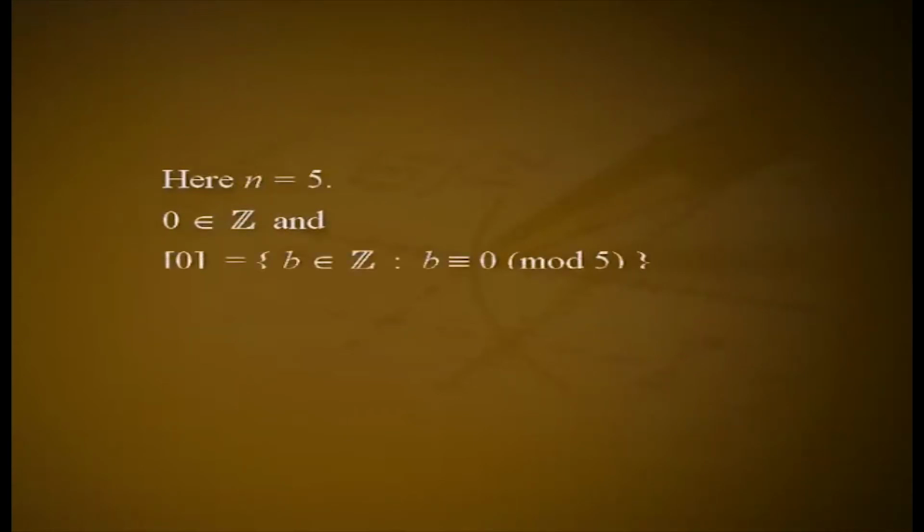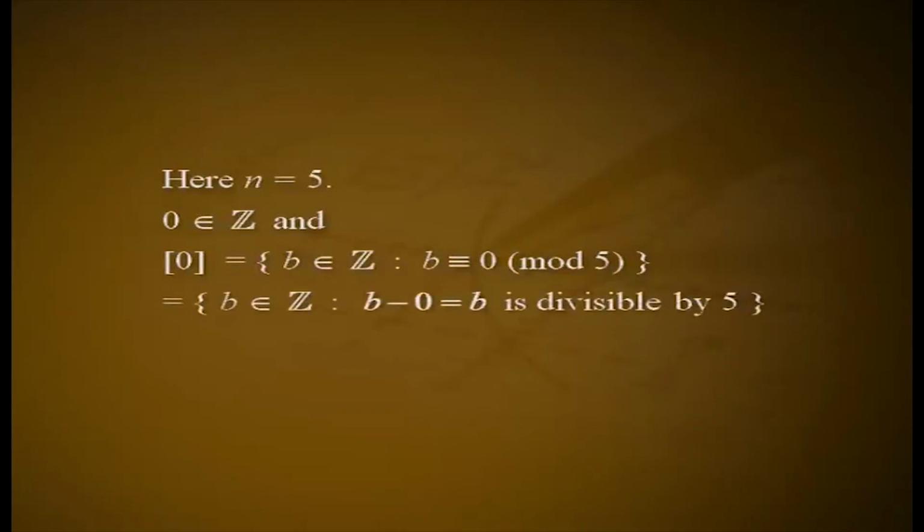Example 1. Find all residue classes modulo 5 and verify that they partition Z. Solution. Here n equals 5. 0 belongs to Z and class 0 is equal to the set of all b belonging to Z such that b is congruent to 0 modulo 5, which is equal to the set of all b in Z such that b minus 0 equal to b is divisible by 5, which is equal to the set of all ..., minus 15, minus 10, minus 5, 0, 5, 10, 15, and so on.